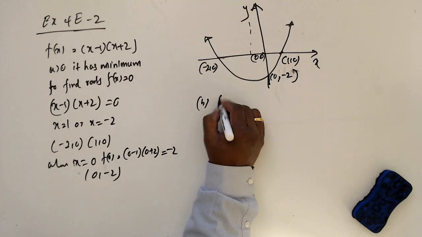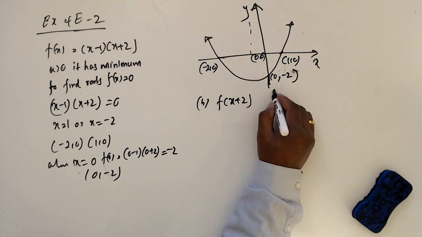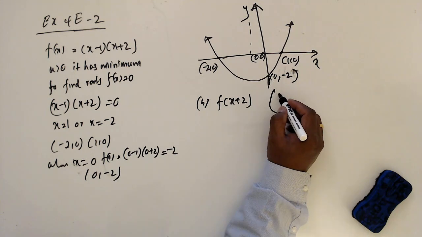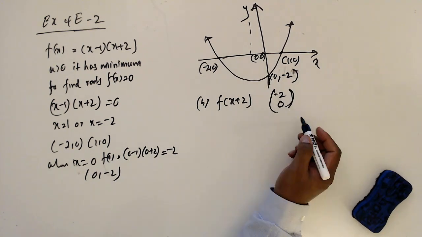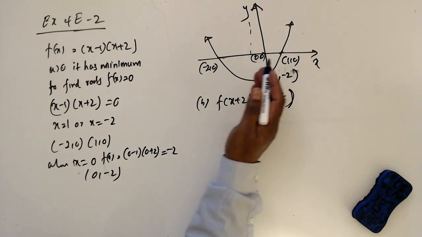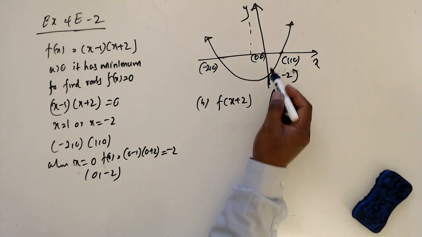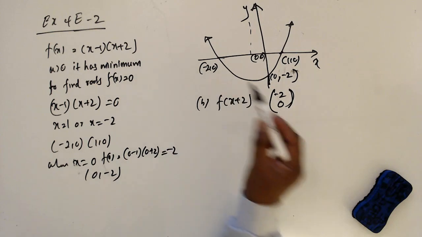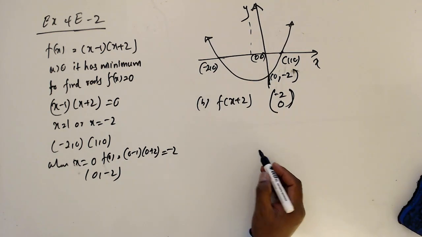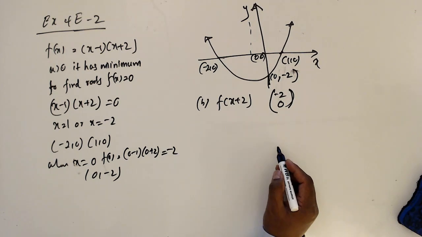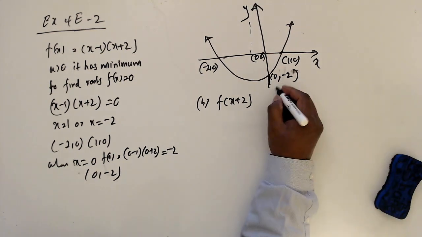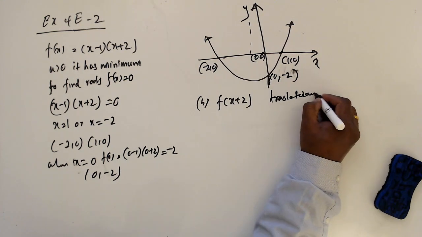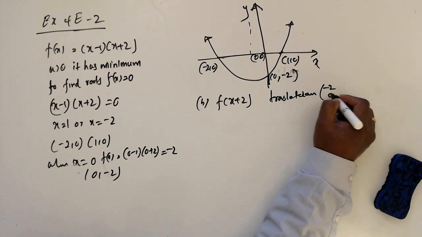Now part B, we want to sketch f(x plus 2) in terms of the vector notation. It's going to be (minus 2, 0). We have to shift this graph by 2 units. That means this one becomes minus 1, and minus 2 becomes minus 3. We can write the translation as (minus 2, 0).